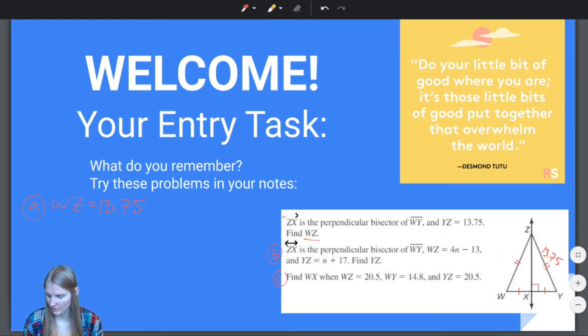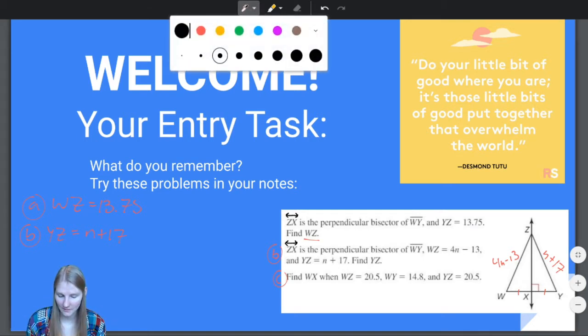Alright, on to part B. So let's erase all of this. Move on to part B. ZX is the perpendicular bisector. Okay, so we can draw these lines again. There we go. Now I'll erase all this. ZX is the perpendicular bisector, so we can draw these again. WZ is 4n minus 13, and YZ is n plus 17. Find YZ. Well, YZ is n plus 17. We just need to figure out what n is.